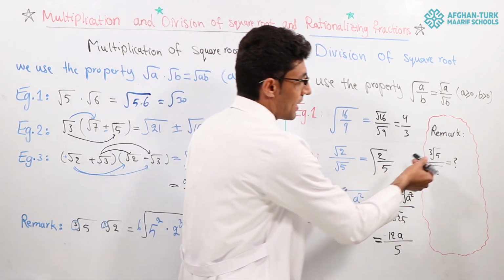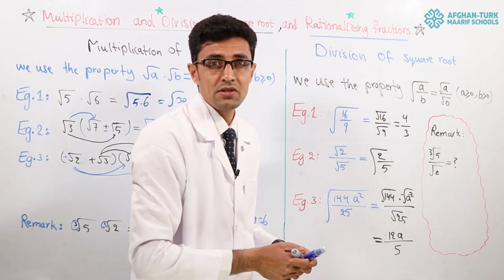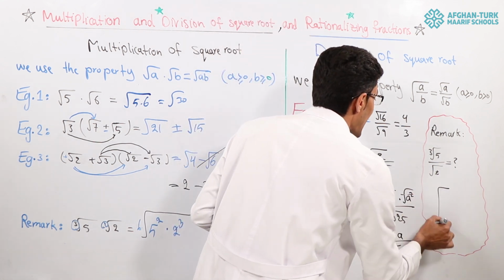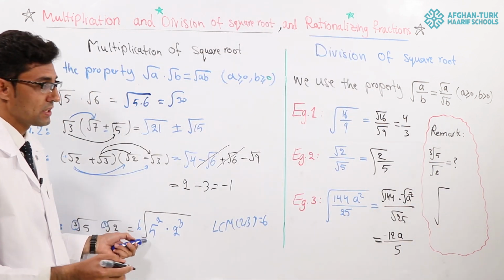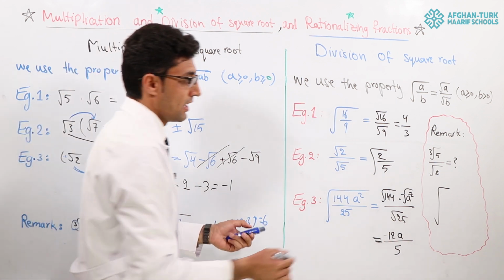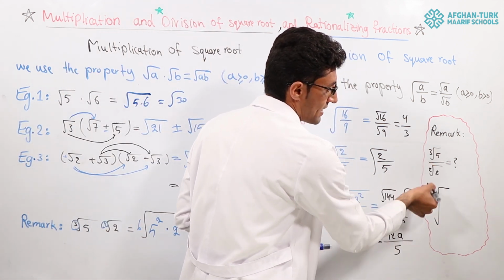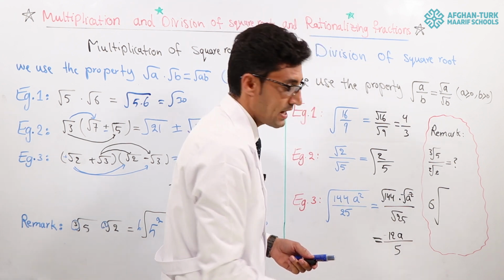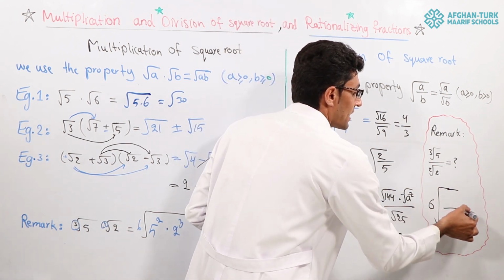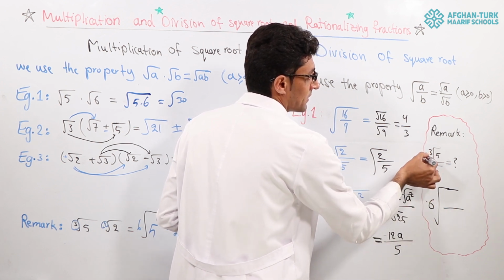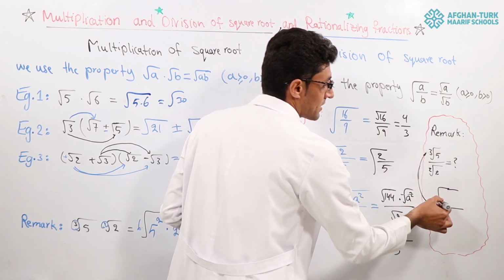Okay. If we have something like this again, the square roots with different degrees, we have to do it as multiplication. Okay? We have to take the LCM of 3 and 2. What is the LCM of 3 and 2? 6. Okay. I write the fraction: 6 divided by 3. 6 divided by 3 is 2.